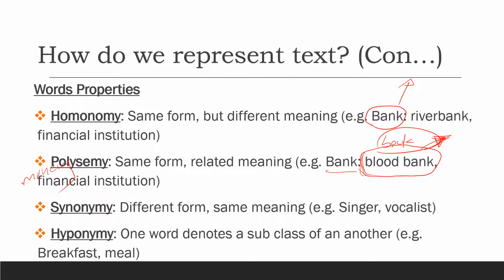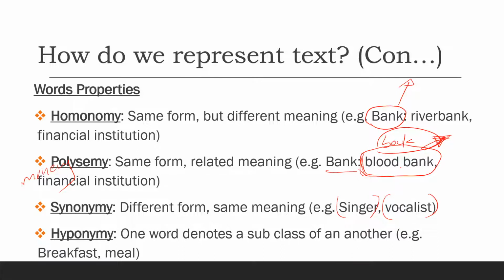Just think about singer. The person who sings a song, we can call a singer. Here, vocalist. Vocalist is also the person who sings a song. Both refer to the same person, the person who sings a song, but the words are different. That is called synonymy.